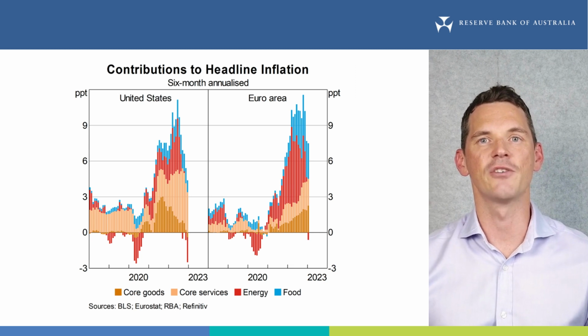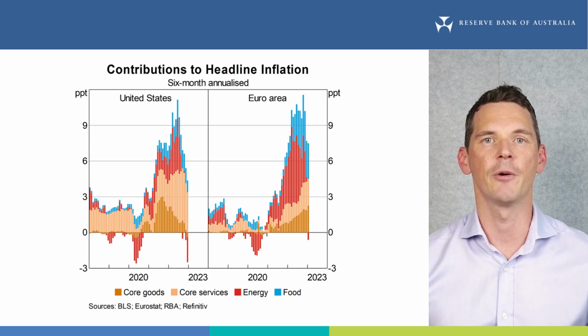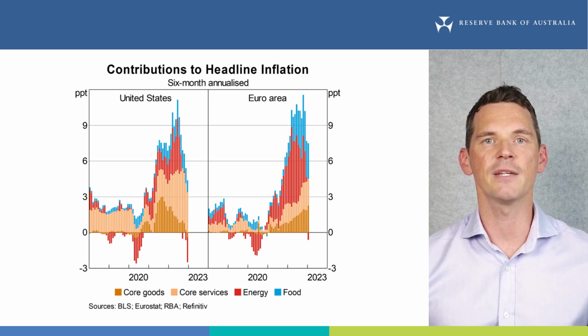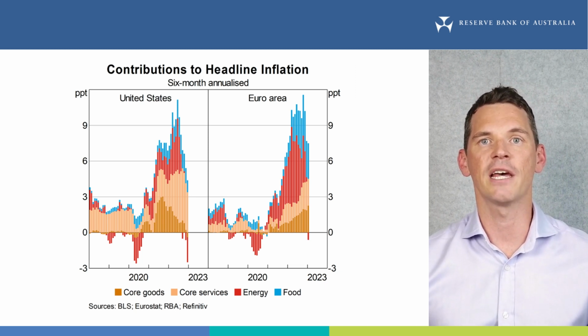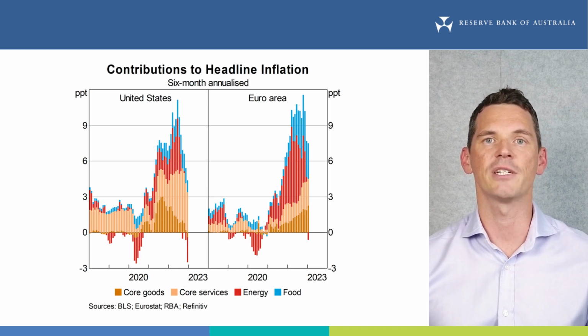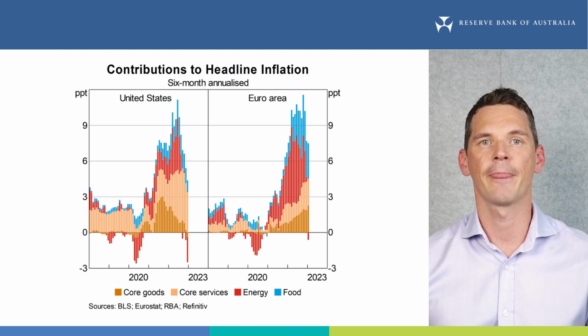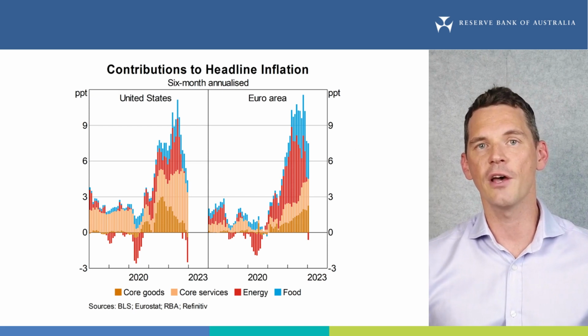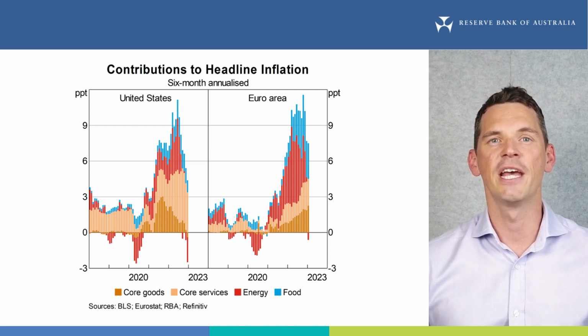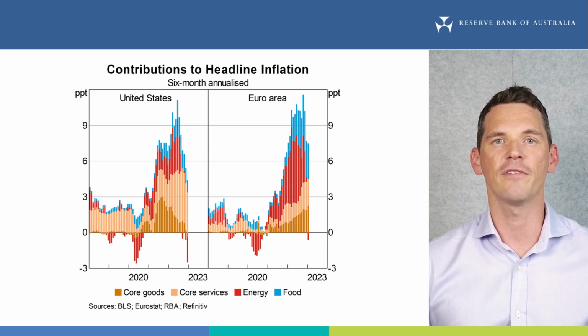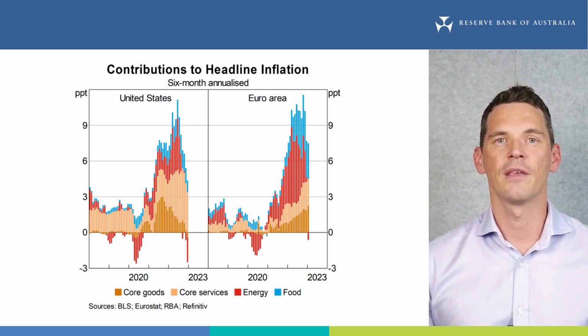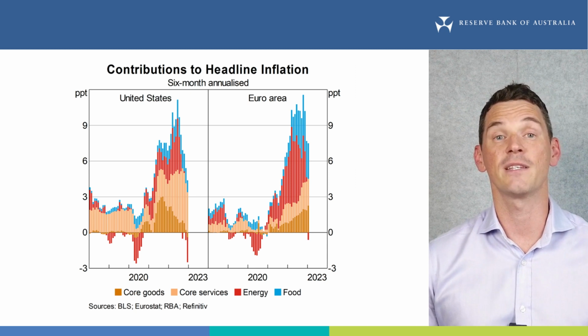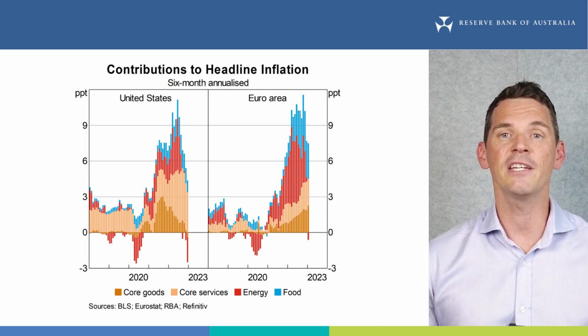This graph shows what's driving headline inflation for the US and Euro area. You can see that much of the recent moderation in inflation has occurred because energy prices, in red, have declined over recent months. This reflects lower demand and the gradual resolution of supply disruptions related to oil and gas. In contrast, core services inflation, in light orange, is now the main driver of overall inflation in advanced economies. Housing services inflation, or more simply rental prices, has been a key contributor to this.